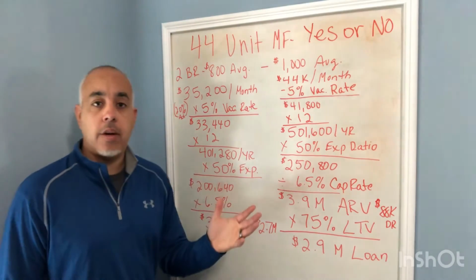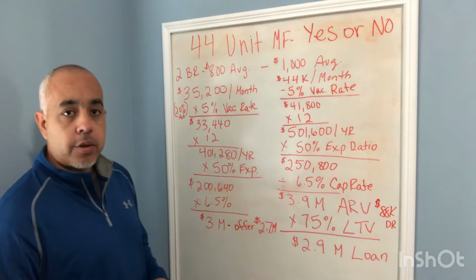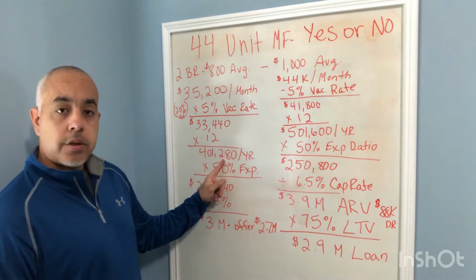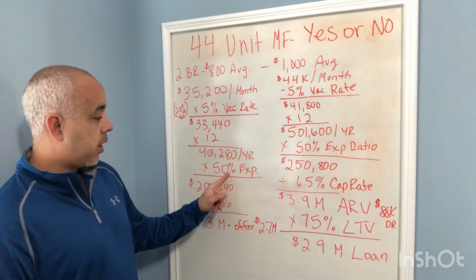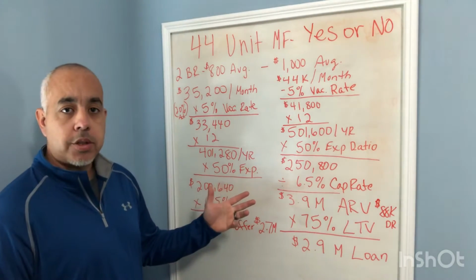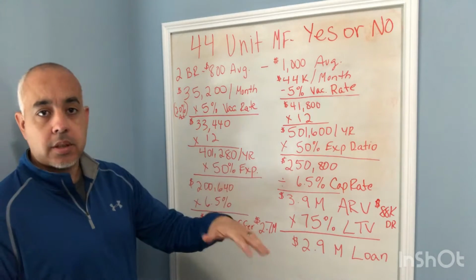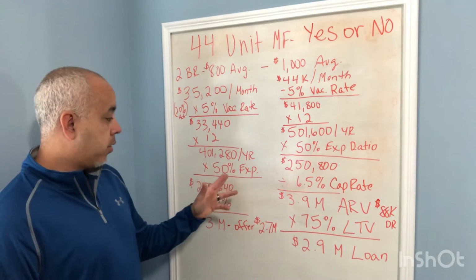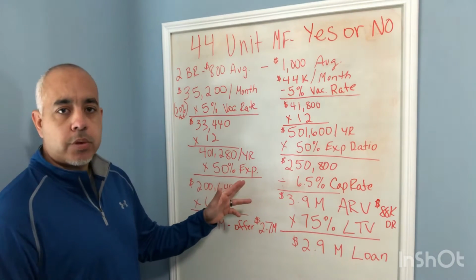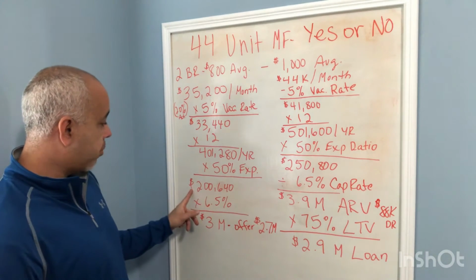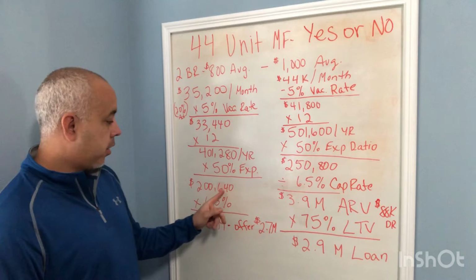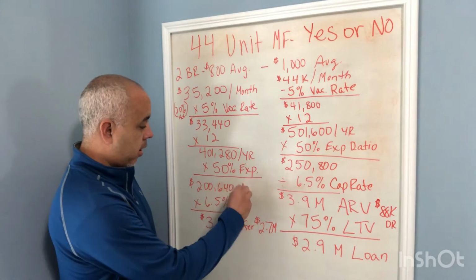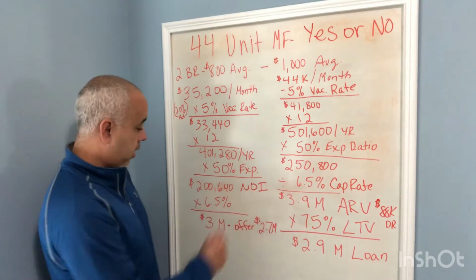We're looking for the NOI, right? So we can value this property. $401,280 times a 50% expense ratio. I've talked about expense ratio before. It could be 40, it could be 60, it could be 70, it could be 30, it doesn't matter. But on average, we do 50% expense ratio. That brings us to $200,640 a year of NOI, right? So we got to the NOI.